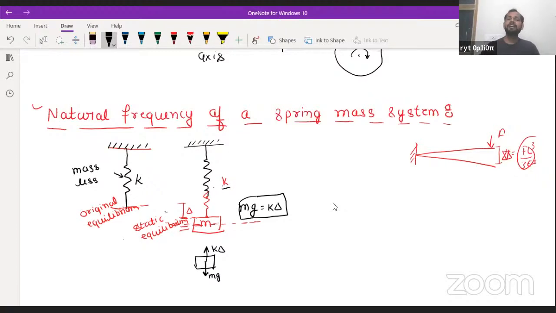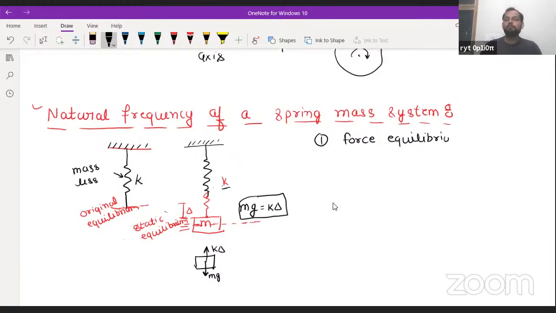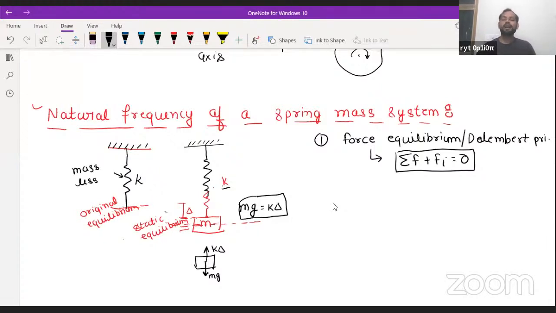If you want to write the equation of motion, we will discuss two methods here. The first method is the force equilibrium. What does the force equilibrium say? Force equilibrium says that the summation of all the forces plus inertia forces should be equal to 0. It is also known as the D'Alembert principle. I hope you have already studied this D'Alembert concept in your engineering mechanics. So the D'Alembert principle is used to write the equation of motion.